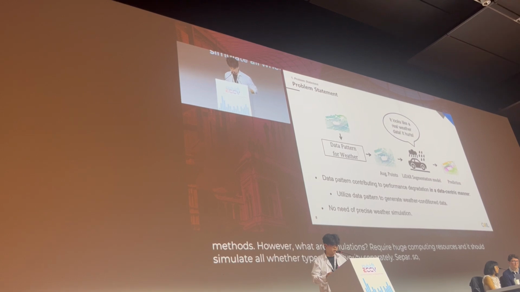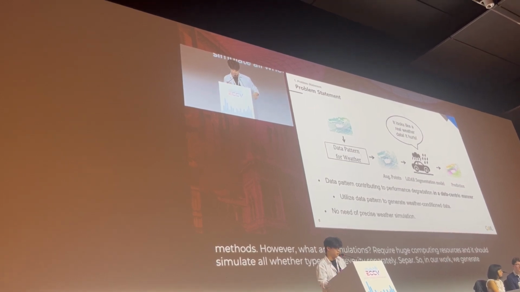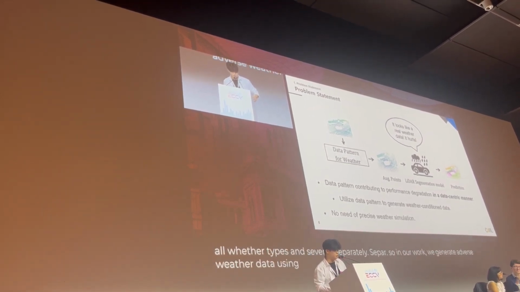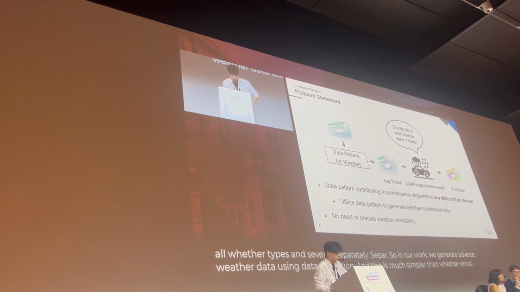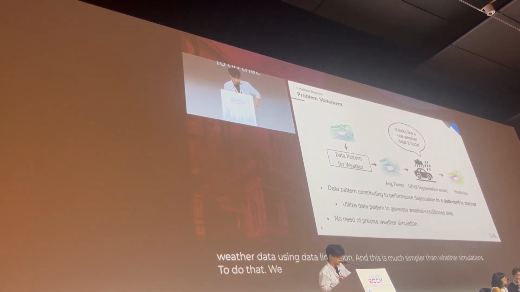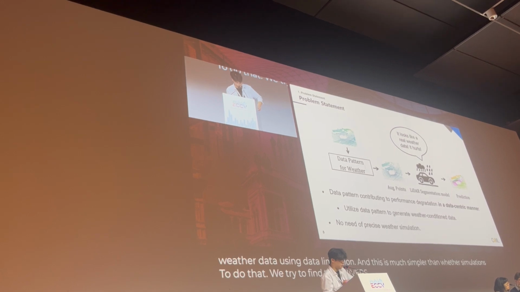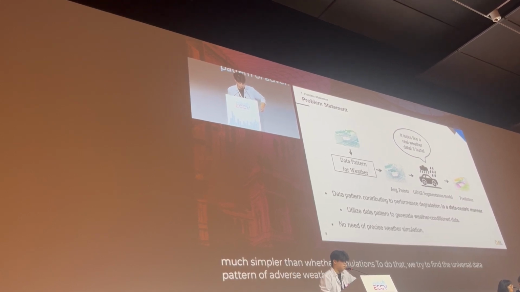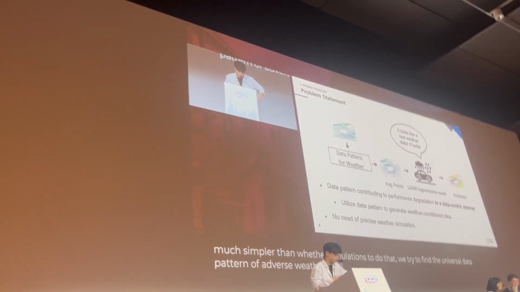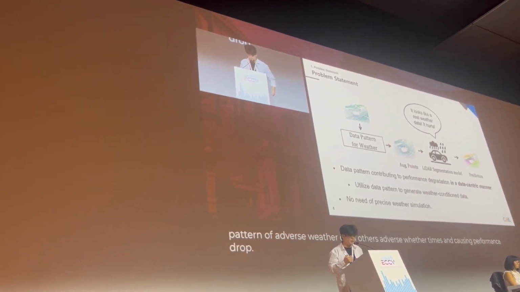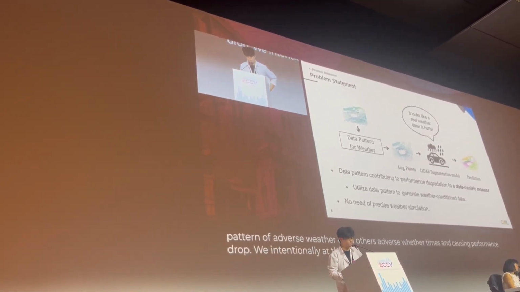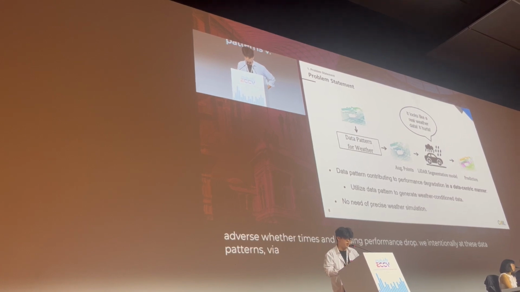So, in our work, we generate adverse weather data using data augmentation. This is much simpler than weather simulations. To do that, we try to find the universal data pattern of adverse weather, all adverse weather types causing performance drop. We intentionally add these data patterns via data augmentation and train models.